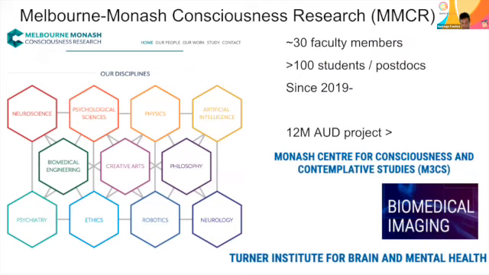My research group is embedded in the Melbourne-Monash Consciousness Research group, called MMCR. If you type MMCR, you can find it on the web. It links researchers across various fields, from arts to philosophy to robotics and neurology. It consists of more than 30 faculty members and involves more than 100 students.